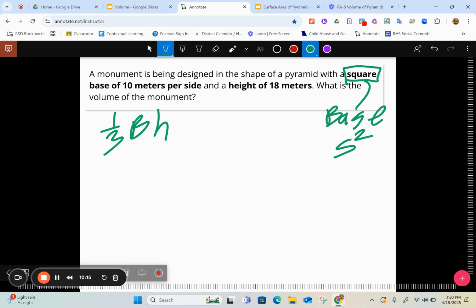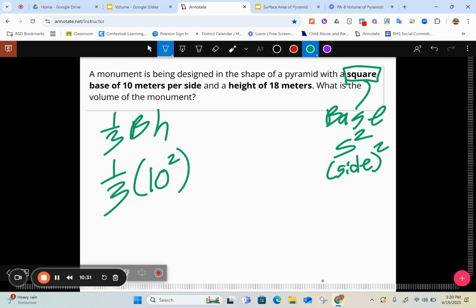So remember, that's the side length squared, not 5, but the side length. So I should write that out, side length squared. So I'm going to take 10 squared, and my height of 18, so 10 squared is 100. 1/3 of 18 is 6. So this should be 600 cubic meters. That's bigger than the sand we just had, isn't it?